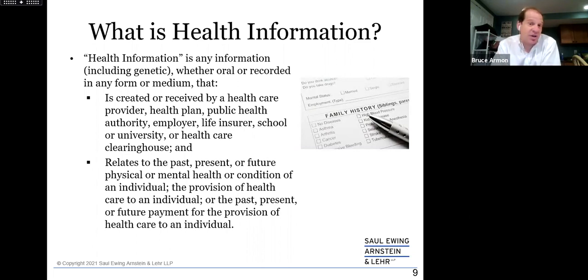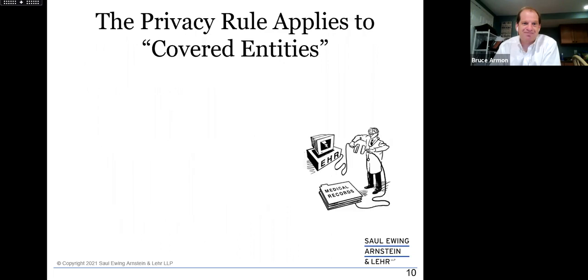The other important thing to note, for purposes of this definition of health information, it also includes mental health. So to the extent you get exposed to mental health information for any of your clients as part of the intake process or the follow-up process, just know that that information is considered to be health information as well.